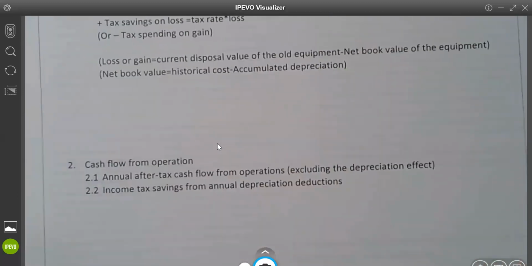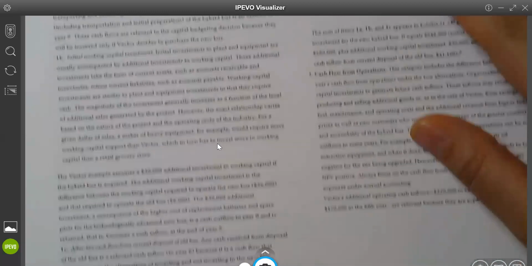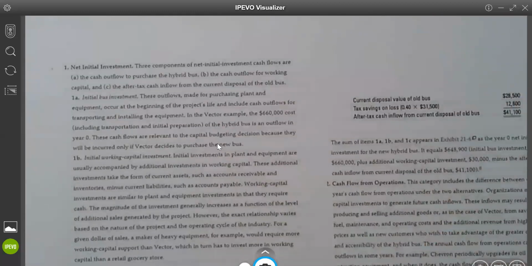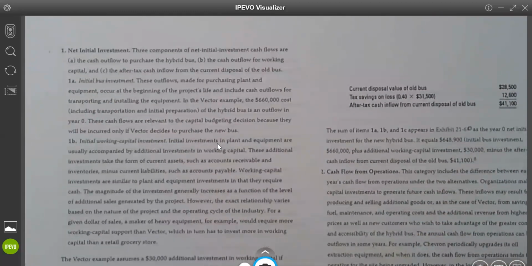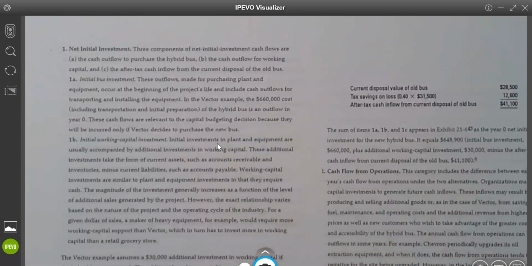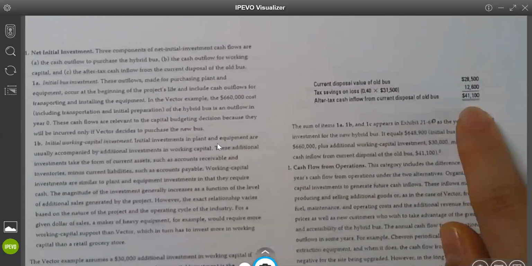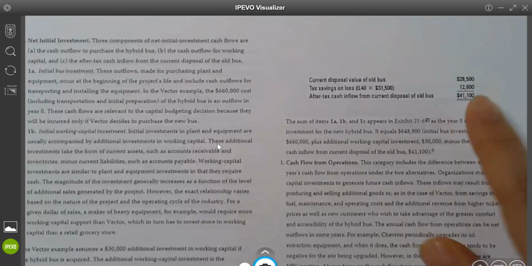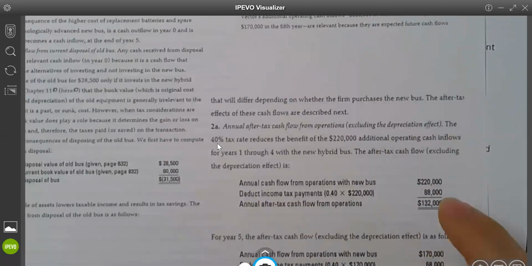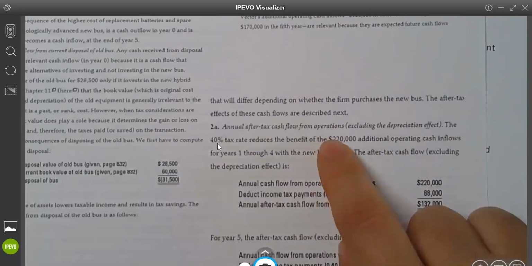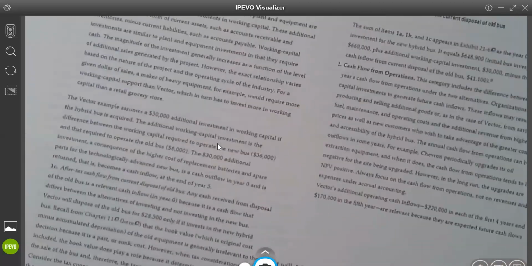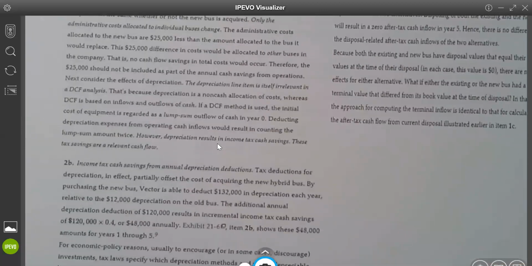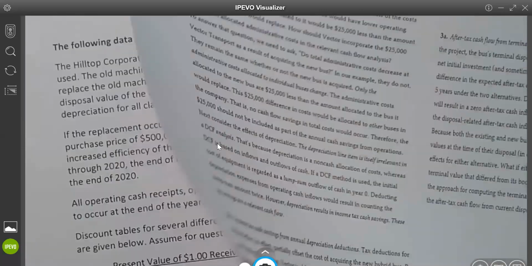If you have any question, I copied the textbook actually. Usually I don't rely on the textbook that much, but I copied the textbook interpretation, the reasoning, the wording, so it explains how you get after tax cash flow of selling your old box, how you get your annual after tax cash flow from operation. So if you have any question, I would say read your textbook for this part.